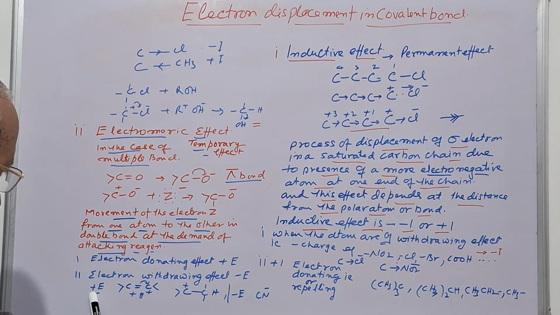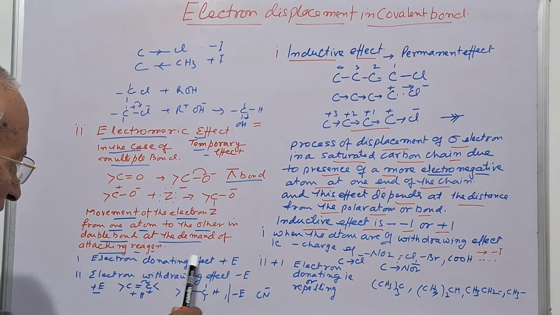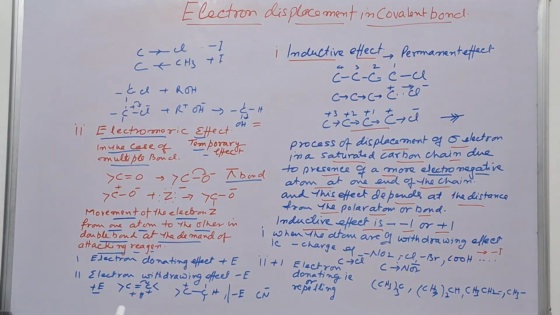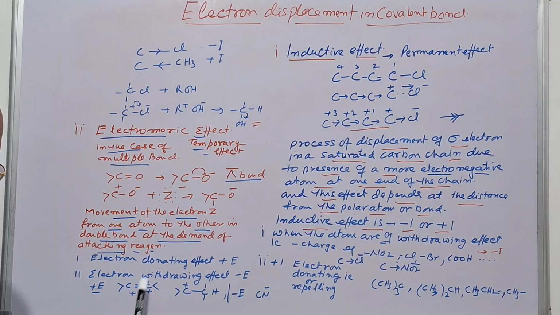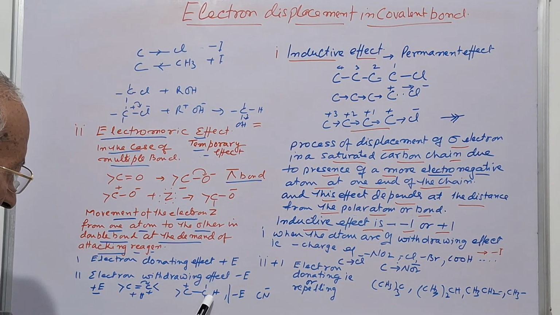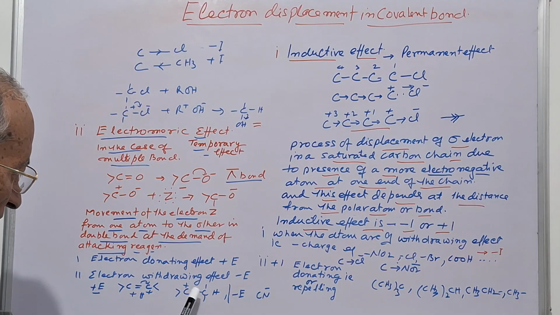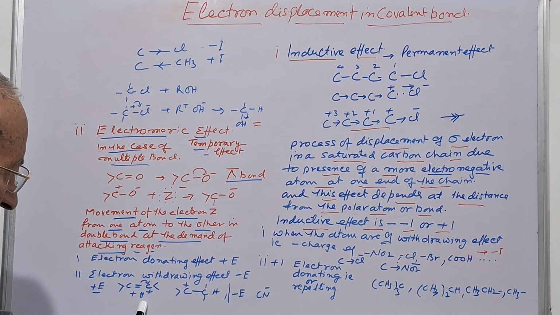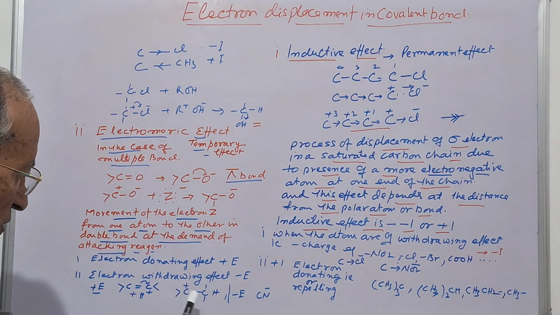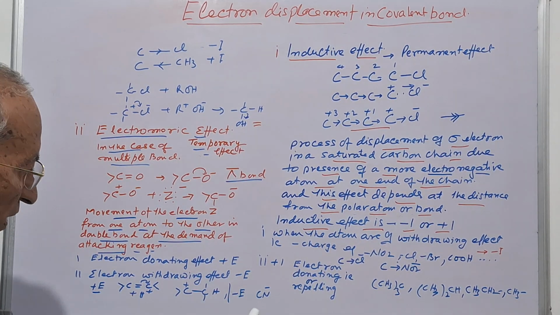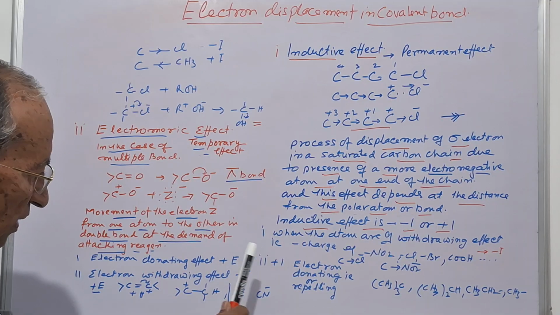If it is donating, it is positive, and if withdrawing, then it is negative. For example, if we take a double bond and the pi bond shifts toward carbon 1, then it becomes negative and the other carbon becomes positive. When attacked by hydrogen, which is positive, it goes to the negative carbon atom. An example of the electron withdrawing effect is the cyanide.